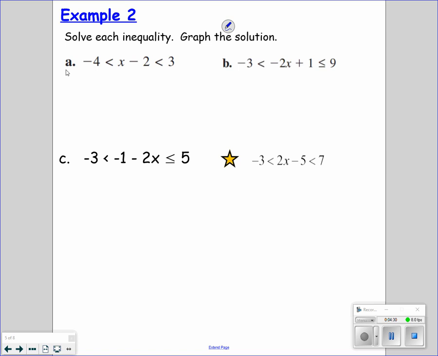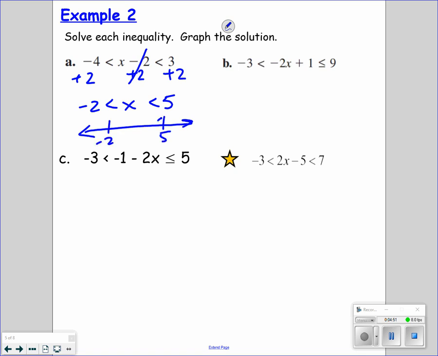If I want to solve the middle, I would add 2. But instead of adding 2 to both sides, you're actually going to add 2 to the entire problem. So you're going to add 2 to the left. You're going to add 2 to the middle, which gets rid of it. And then you're going to add 2 to the right. And so the graph of the compound inequality is less than 5 and greater than -2. And again, I like to refer to this as in between.